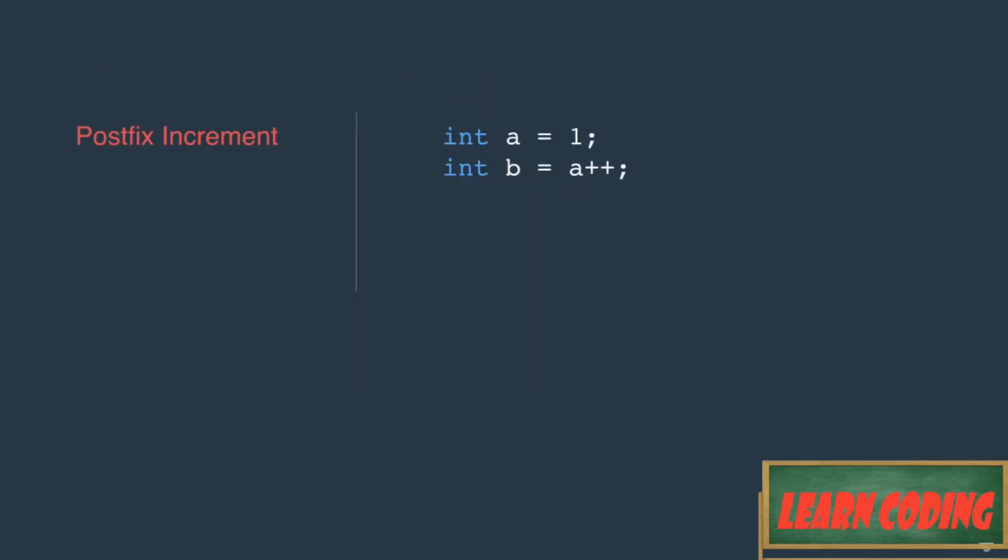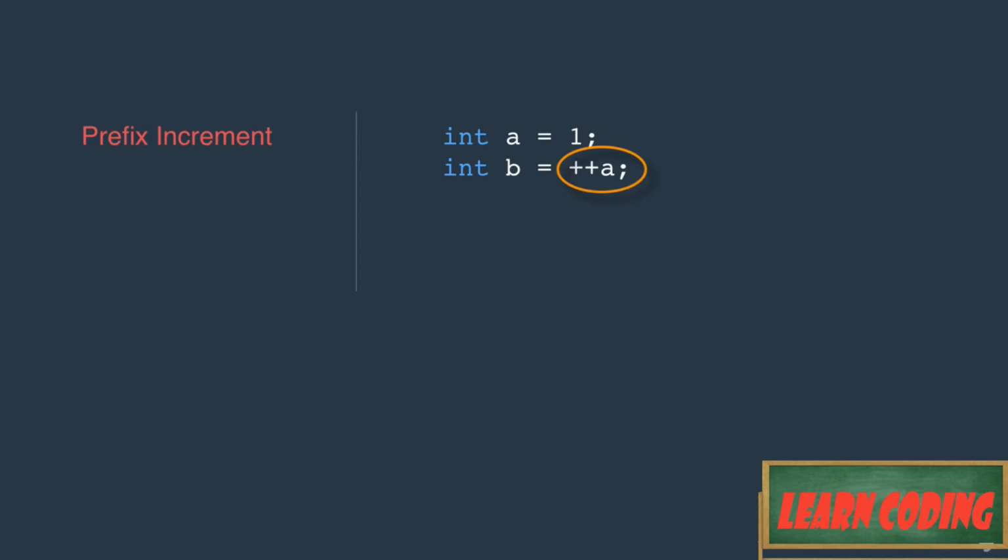So in this example, a is 1, and when we apply the postfix increment operator, first the value of a is assigned to b, so b is going to be 1, and then a is incremented by 1. So in this example, after the second line is executed, a is going to be 2, and b is going to be 1. Now let's take a look at a different way of applying increment operator as a prefix.